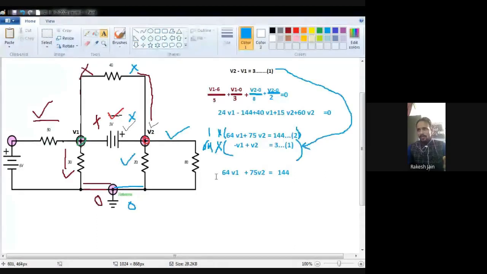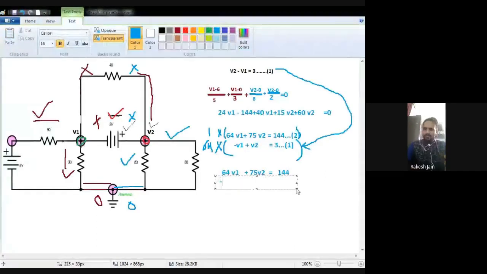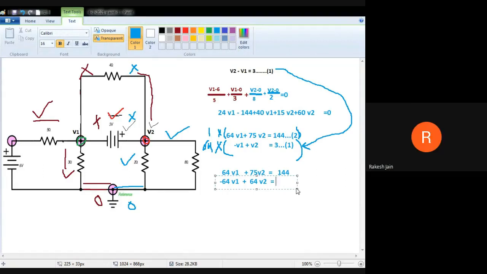Now this equation number 1, minus V1 plus V2 is equal to 3. When this is multiplied by 64, what will happen? First minus V1 multiplied, it will be minus 64 V1. Okay, then plus V2 multiplied, it will be 64 V2. Okay, and that is equal to 3 multiplied by 64. So it will be 192, right?